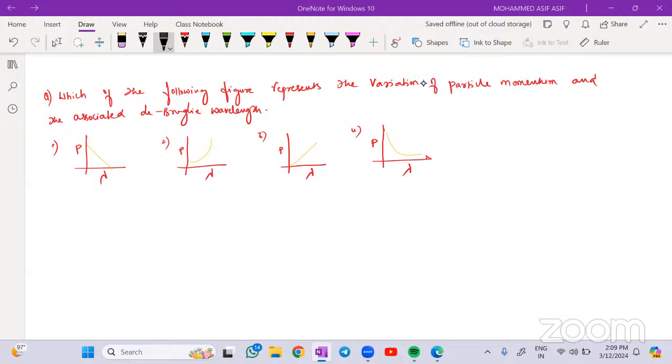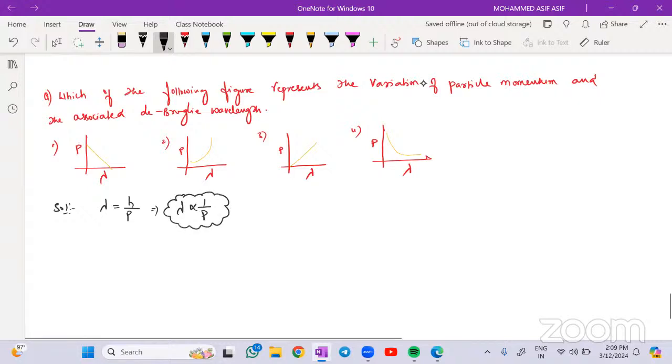Graph of the momentum versus de Broglie wavelength. De Broglie wavelength का फॉर्मूला लिखो. Lambda is equal to h divided by p ना बेटा. P is what? Momentum only ना. So can I say that wavelength is inversely proportional to the momentum? So अगर wavelength is inversely proportional to momentum हो गया तो what will be the graph बेटा? Fourth option. Very good Sudra.